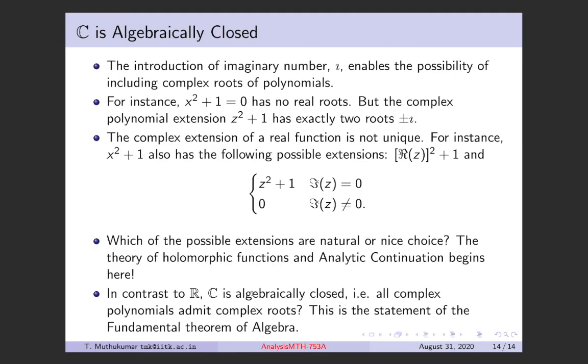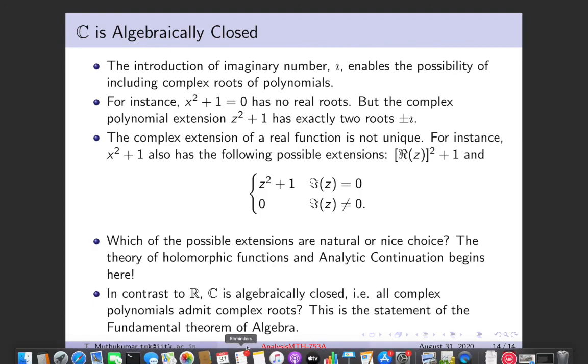Okay, so in the next lecture we will look at a proof and the statement of the fundamental theorem of algebra. Thanks a lot.